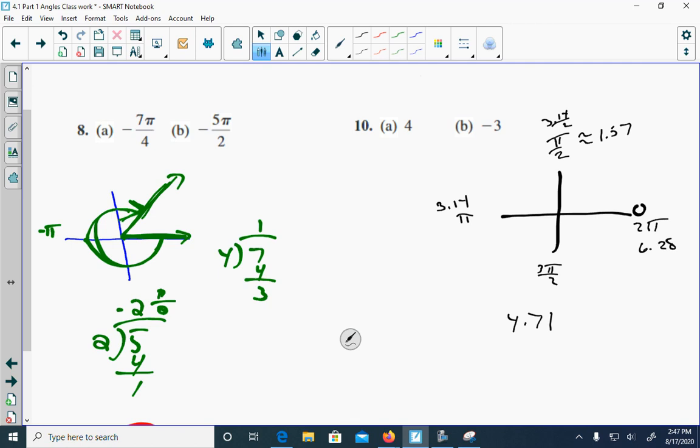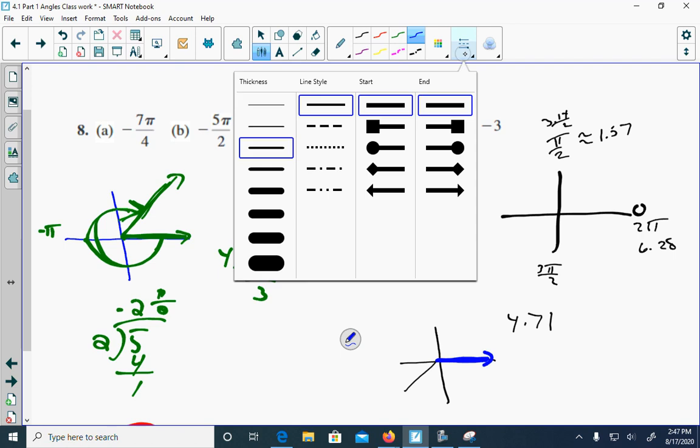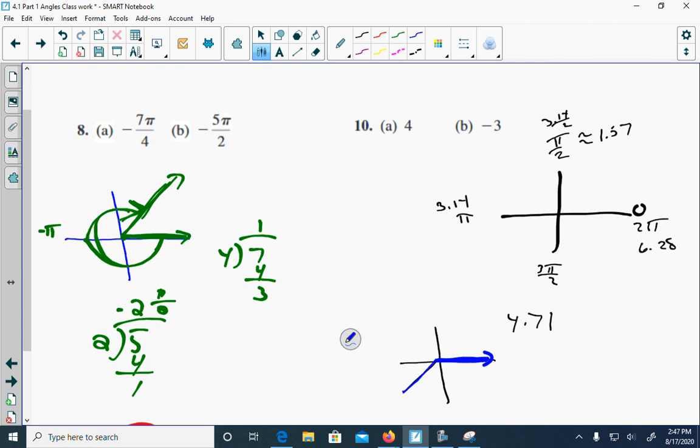So 4 is greater than 3.14, less than 4.71. So when I go to draw that angle, I know it's going to be in the 3rd quadrant. I'm going to have my initial side always on the positive x-axis. Then my terminal side, we just said, is going to be in the 3rd quadrant. Angle of rotation says that I go counterclockwise, and that would be my positive angle with a radian measure of 4.